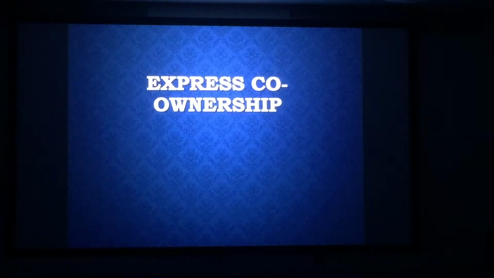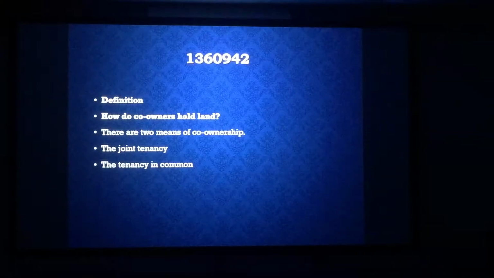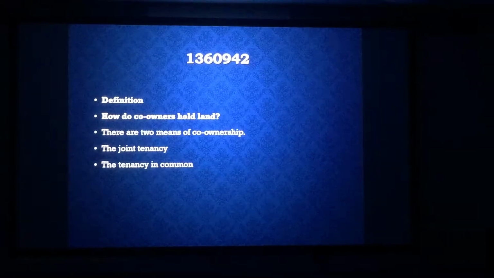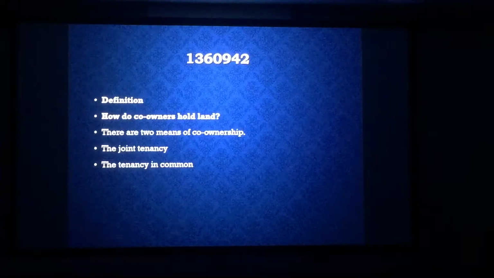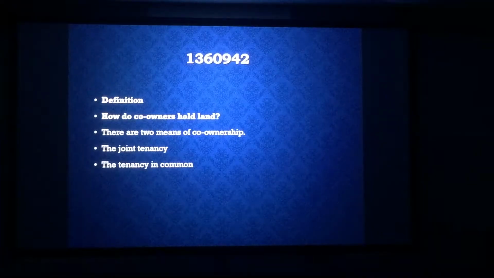The topic of my presentation is express co-ownership. Definition of express co-ownership: express co-ownership is when two or more people hold an interest in land at the same time. The interests of the parties are said to be concurrent, which means that they all hold interest in the land concurrently rather than successively, which is when interests are held one after the other.